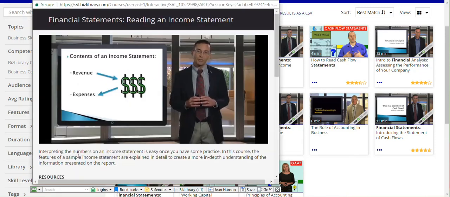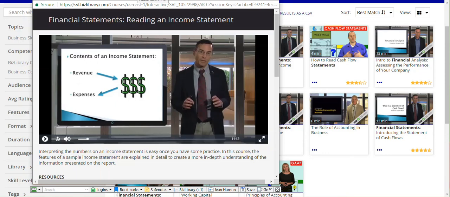I'd like to first just give you the big picture of an income statement and define for you the two crucial things that are on the income statement. There's only two things on the income statement, so it's a very straightforward thing once we learn it. There's two things on an income statement: revenue and expenses.